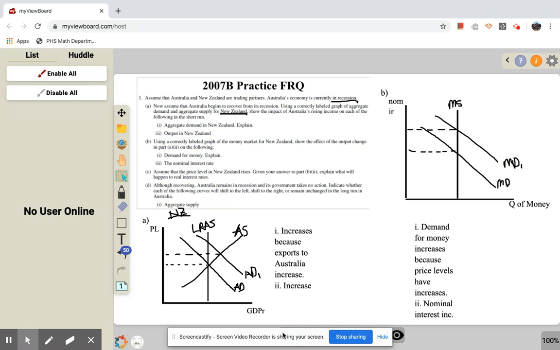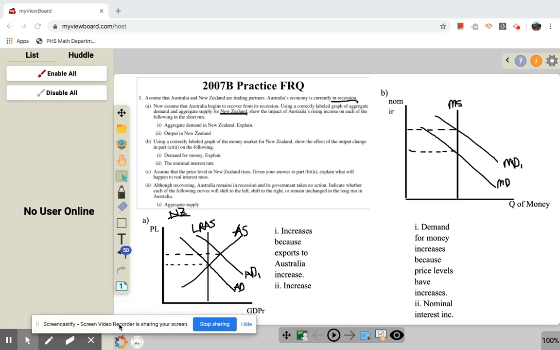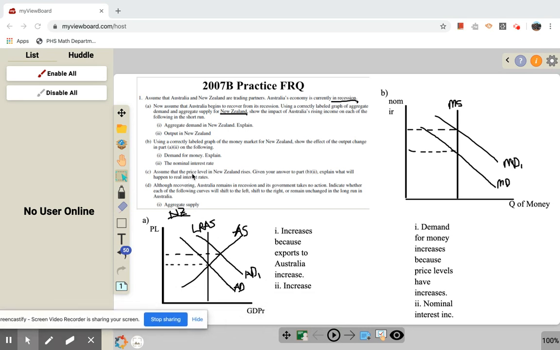Now on to part C, and this is probably the trickiest part. Gets you guys every year. It asks, assume that the price level in New Zealand rises. Given your answer to part B, explain what will happen to real interest rates. Well, because we don't have numbers here, we can't say anything about real interest rates. We don't know. We know that price levels have gone up. We know that nominal interest rates have gone up. Okay. But what happens to real interest rates? We don't know. You have to say it's indeterminate because we are not given specific numbers here.